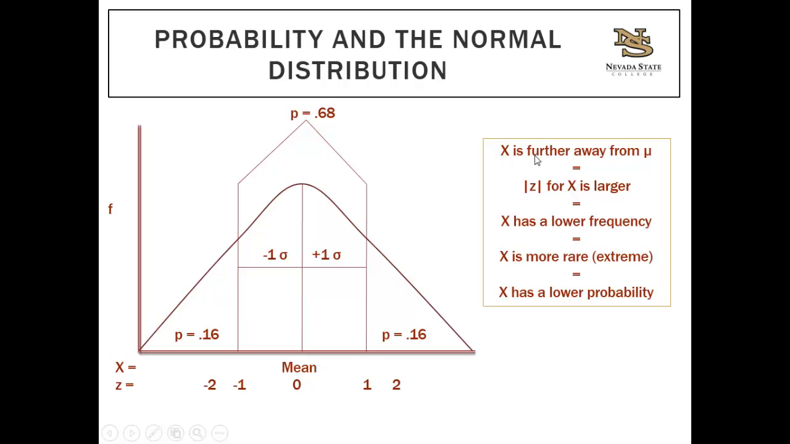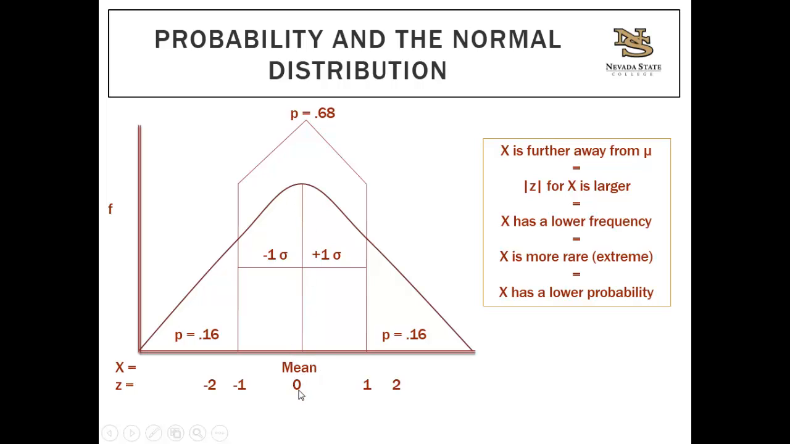So if x is further away from the mean, see these little lines here? That means absolute value of z. So the z-score, not considering negative or positive, the absolute value of the z-score for x is larger. So what that also means, as your x gets further away from the mean, it's getting further out into the tail end of the distribution, x has a lower frequency. So if you think about a score that's equal to the mean, in a normal distribution, that's also going to be equal to the mode, right? The mean, median, and the mode are the same.